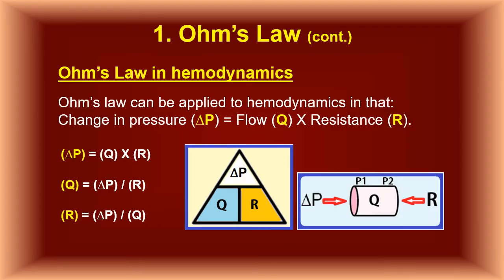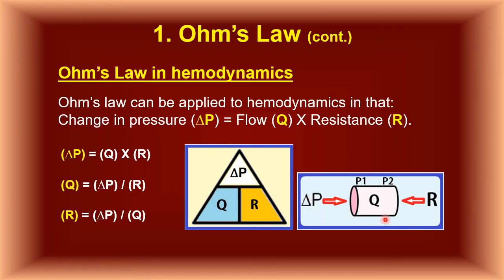So now we come to the application of Ohm's triangle in hemodynamics. As seen, again, we have three factors similar to those for the electric current. Instead of the voltage, we have delta P, which is the pressure gradient. Instead of the flow of electricity, we have the flow of blood, the volumetric flow of blood, which is Q. And instead of the resistance to the electricity, we have a resistance to the blood flow. So again, we have three factors, and all are included in this Ohm's triangle.